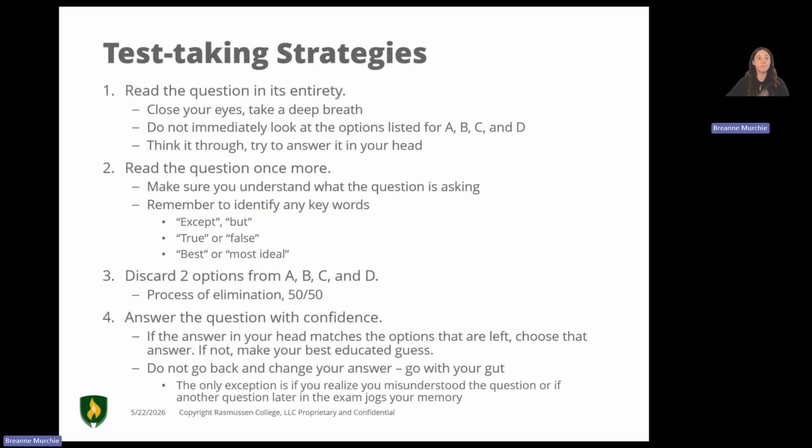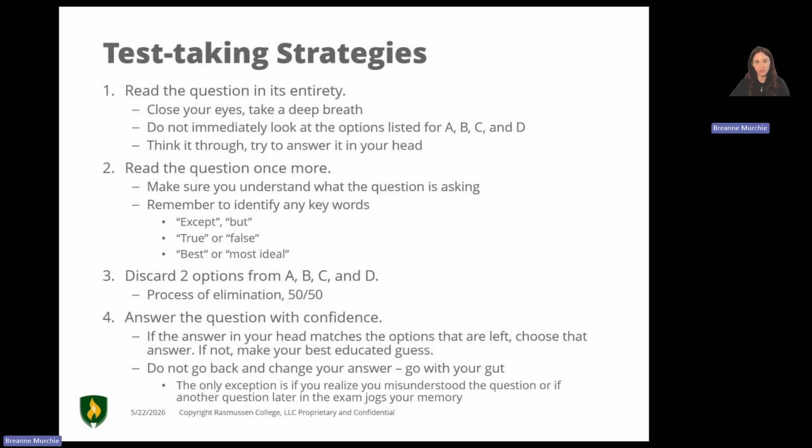Once you've done all that, you can go ahead and read the question one more time. This is so you identify any of those key words that you may have missed the first time you read the question and make sure that you fully understand what the question's asking you. Then you're going to discard at least 2 options to get down to a 50-50 to give yourself a better statistical chance of getting it correct. And then you are going to answer your question with confidence.